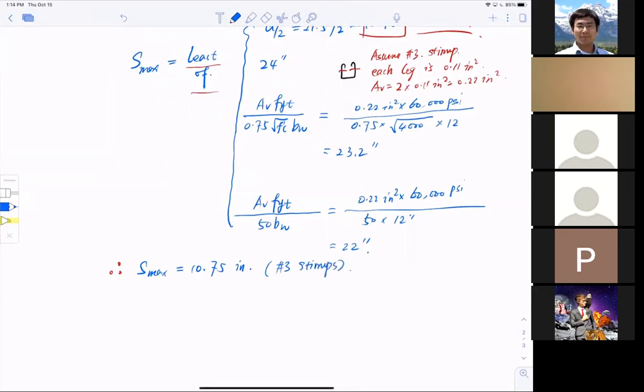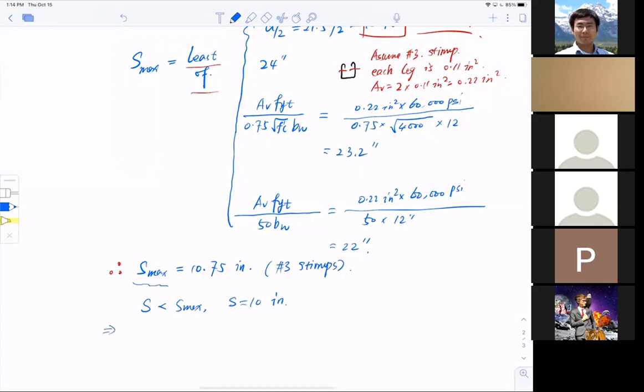Okay, this is for number 3 stirrups. Now this is the maximum spacing. When you do design, you want a spacing that is smaller than the maximum spacing, isn't it? So I will just be safe. Let's pick 10 inches, okay, to be safe.